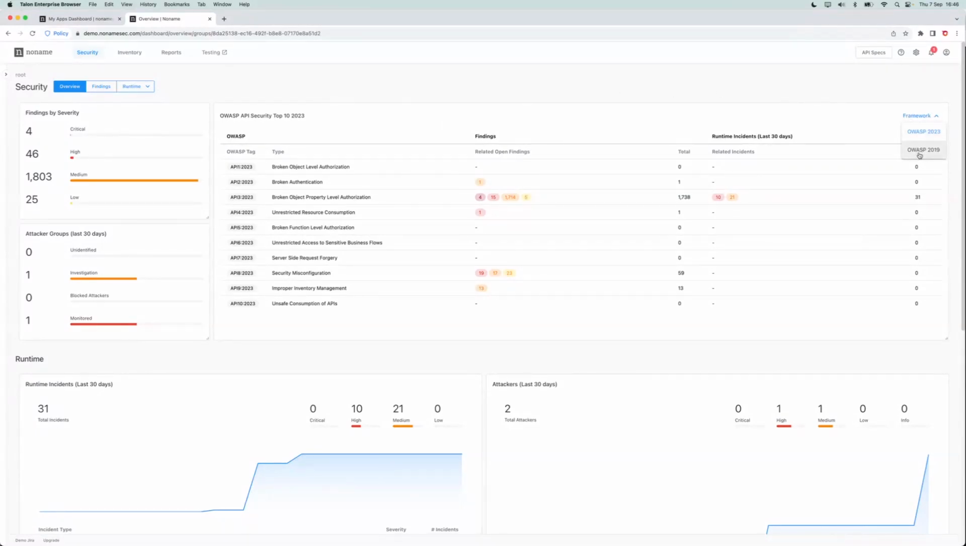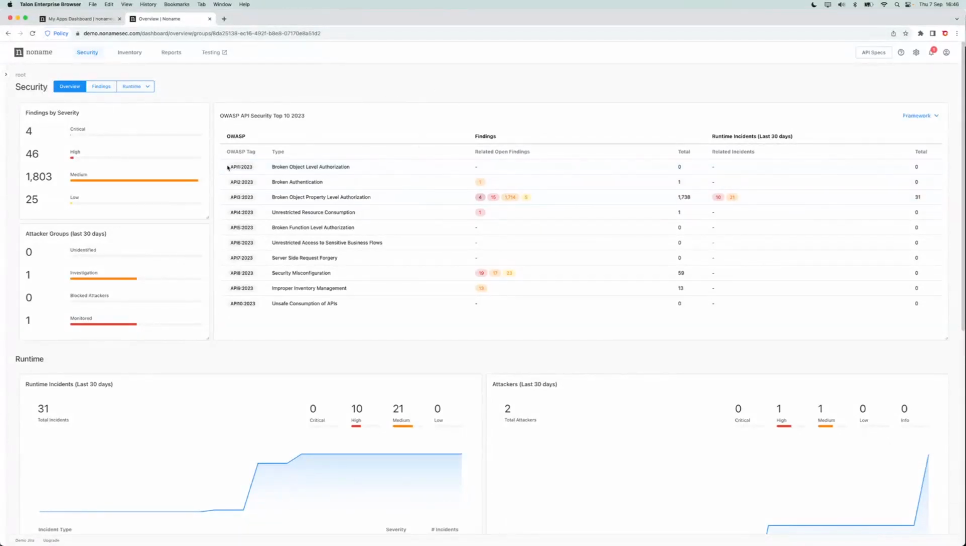So here you have the option to still select the 2019 list or go for the newly released 2023 OWASP Top 10, based on where you are organizationally vis-a-vis that framework, of course. So the idea is we classify it this way so you have an easier ability to triage what's going on in your environment and work towards remediating those issues.